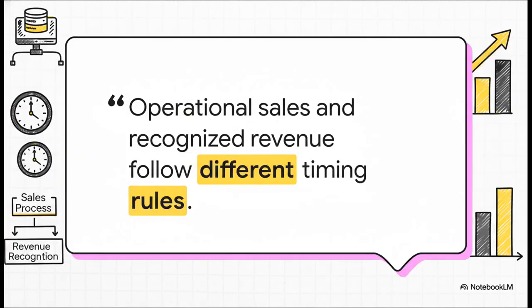And when you're explaining these differences, this is the perfect language to use. It's precise, it's non-confrontational, and most importantly, it's correct. Operational sales and recognized revenue follow different timing rules. See? This frames the discussion as a process difference, not as someone making an error.